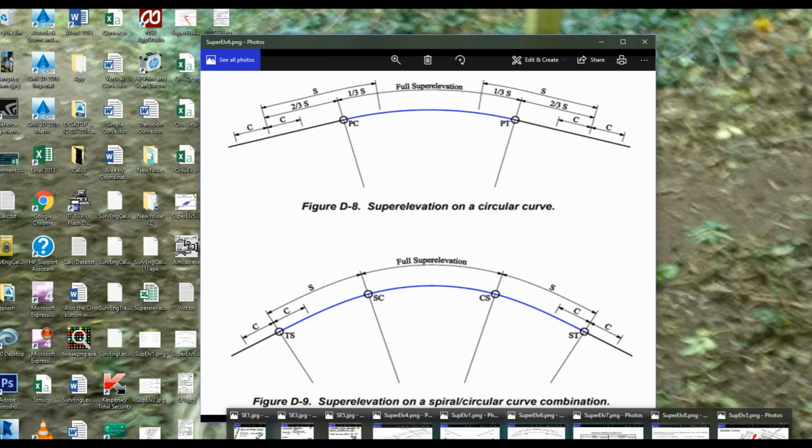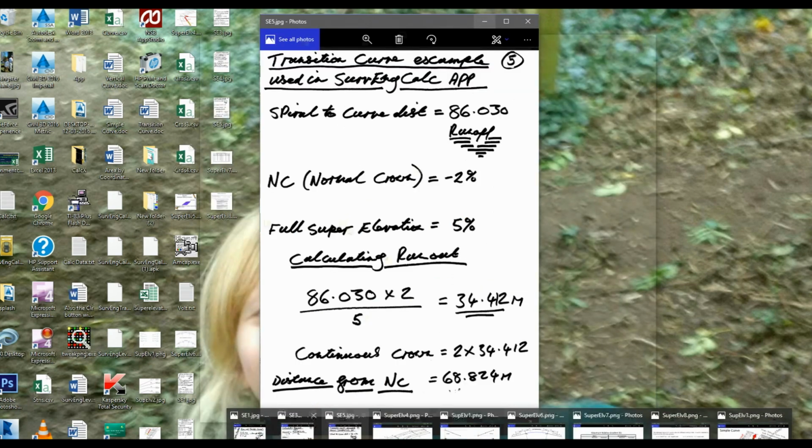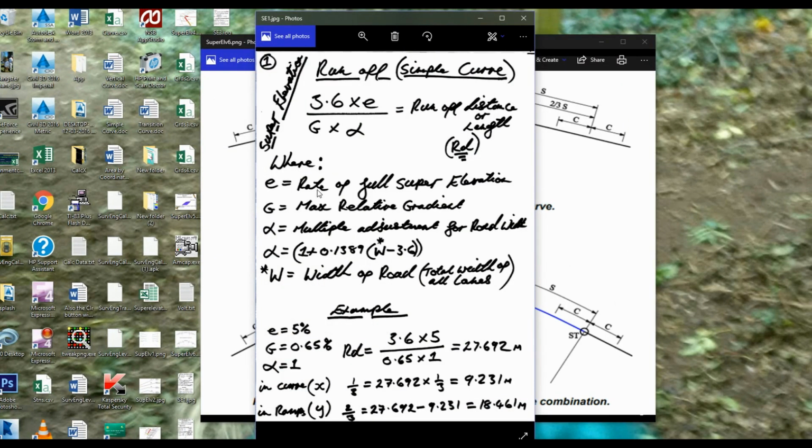Just come down here. Let's go into that one there. Okay, to get the runoff for a simple curve, we have to use this little formula here, which is 3.6 times E divided by G times this little proportional sign here. Okay, and that'll give us the runoff or runoff distance or length.